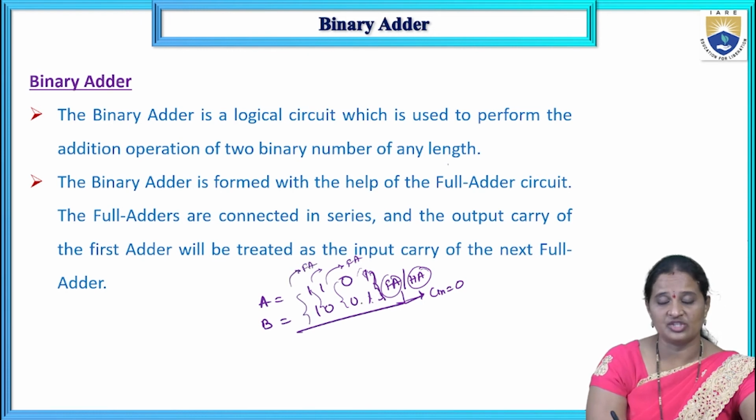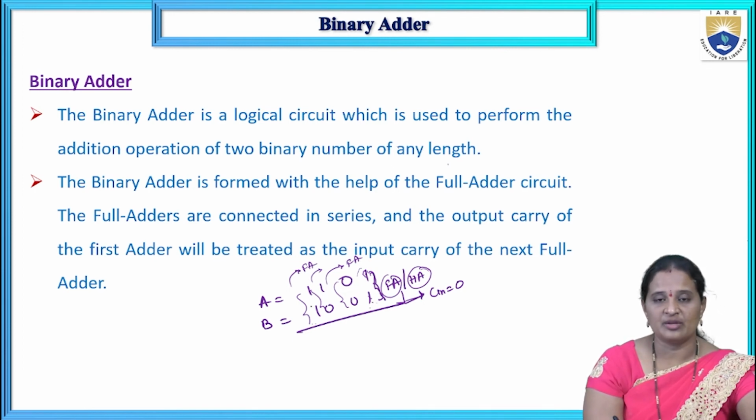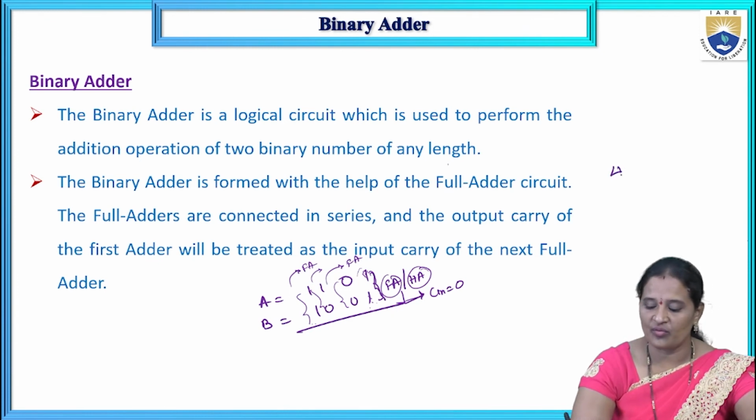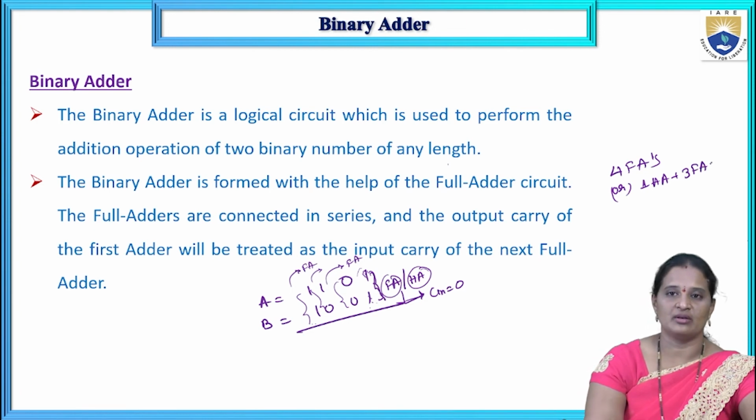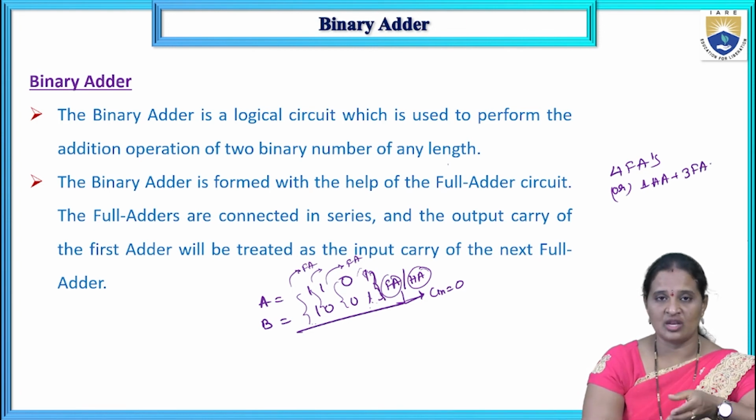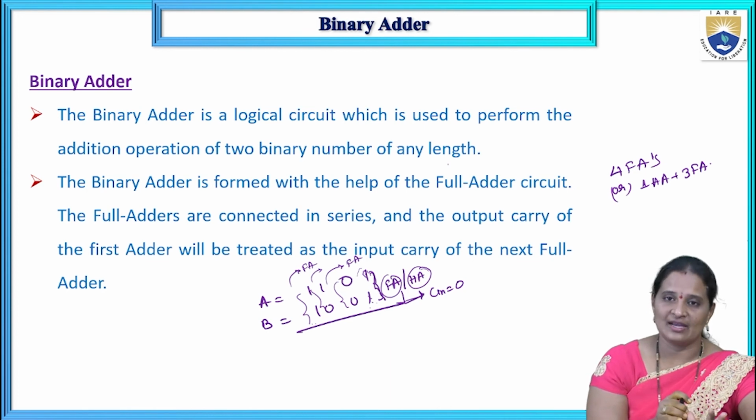For 1-bit addition, I require 1 full adder. So like that, in order to implement an adder circuit which can perform the addition of two 4-bit binary numbers, I require 4 full adders, or I can have 1 half adder plus 3 full adders. Like that also we can implement. Depending on the number of bits in each number, I can use that many full adders connected in series in order to perform the addition.